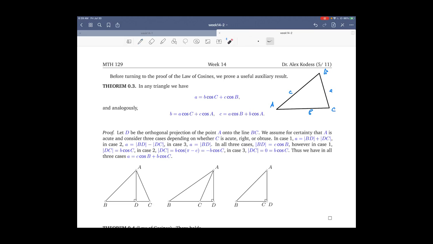There holds, for instance, that a equals b times cosine C plus c times cosine B. And likewise, the other two identities that come from here by cyclically replacing a by b or a by c. So let's prove this one.